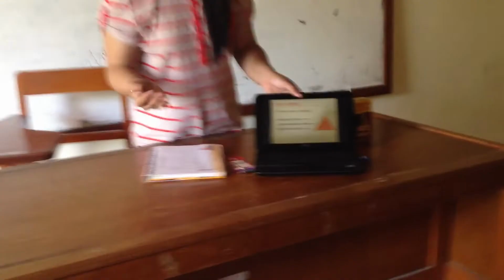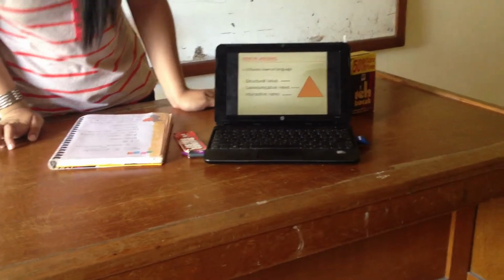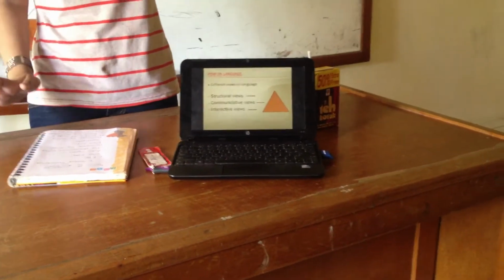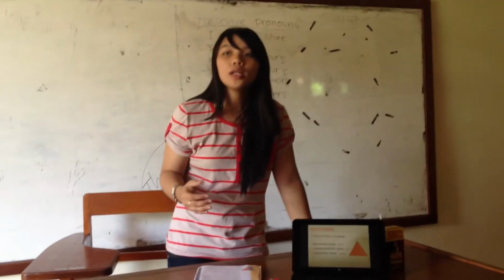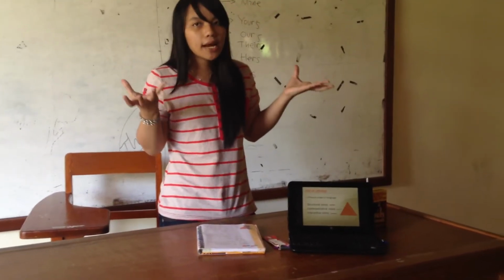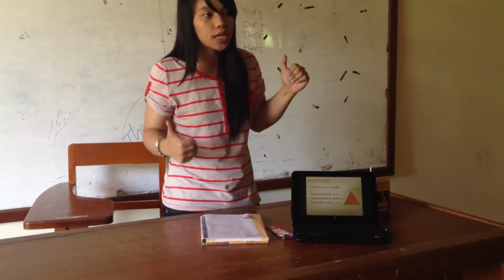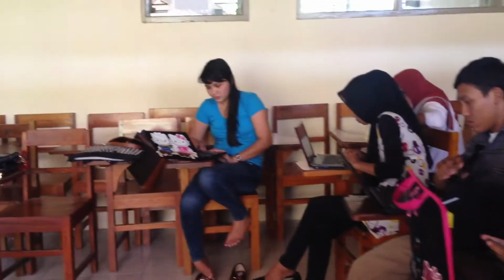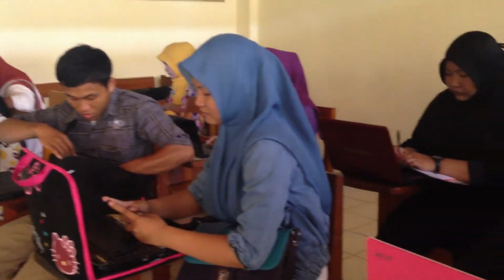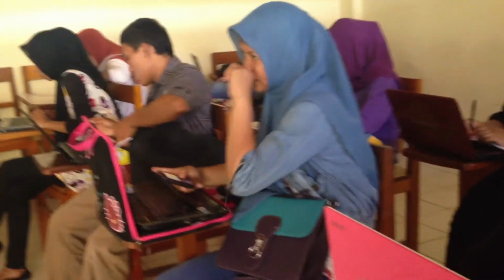And the last is the interactive view. In interactive use, language is a communicative tool, the use of which is to build up and maintain social relations between people. Learners not only need to know the grammar and vocabulary of the language, but they also need to know the rules for using them in a whole range of communication.